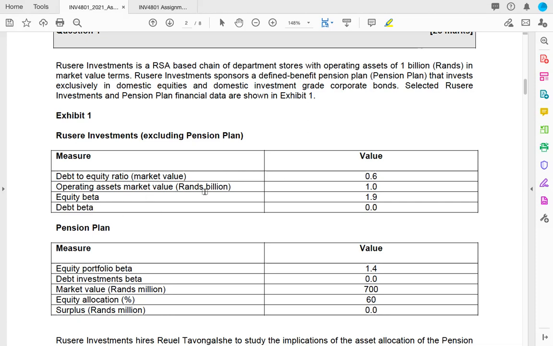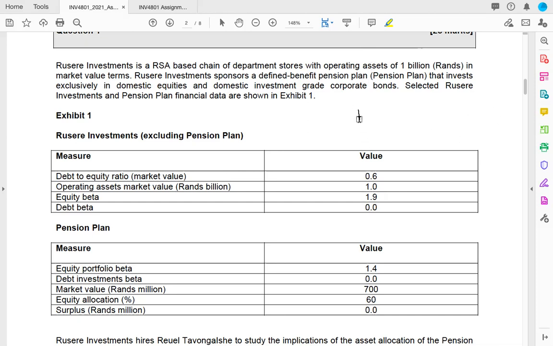The equity beta is 1.9 and the debt beta is 0. Remember, beta is a measure of how sensitive the returns on an asset are compared to returns on the market. So an equity beta of 1.9 means that the equity associated with Rusera investments is 1.9 times more risky than an average market portfolio. It's more risky than the market or an average market portfolio.